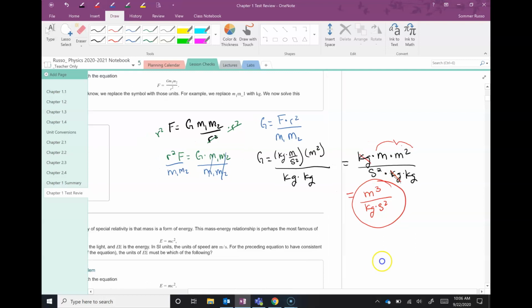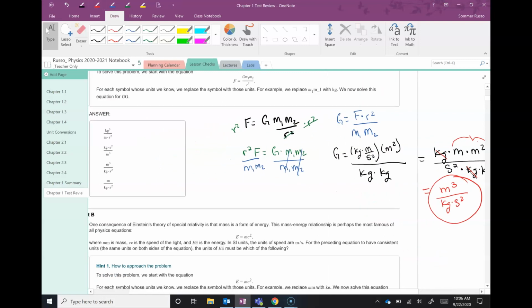We're going to see if that matches anything we have over here. Why, yes, it does. So that tells us that this is my answer. So this is that process. Show your work because it is how you are best able to get full credit.